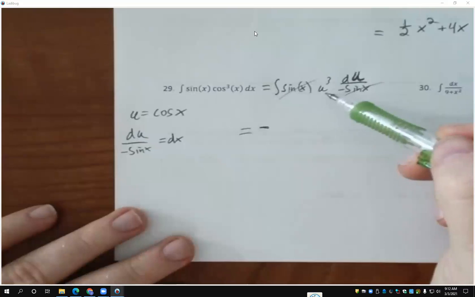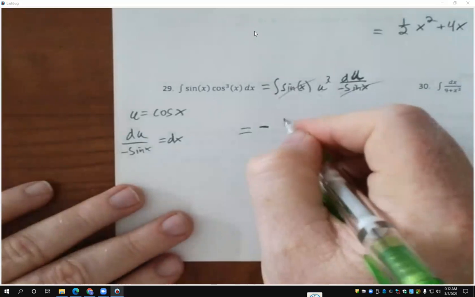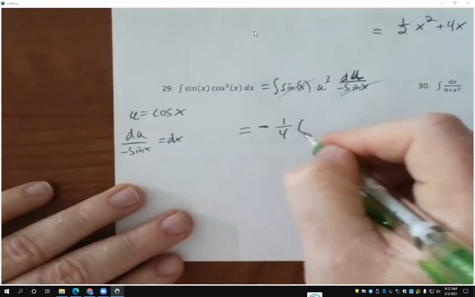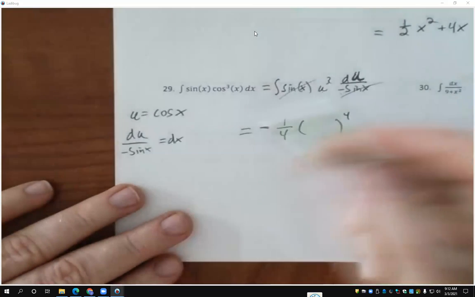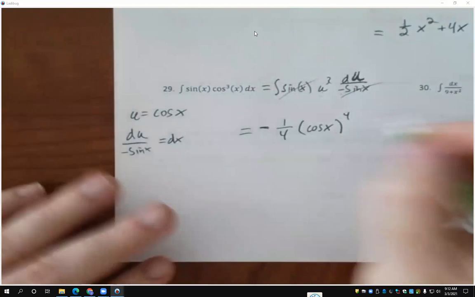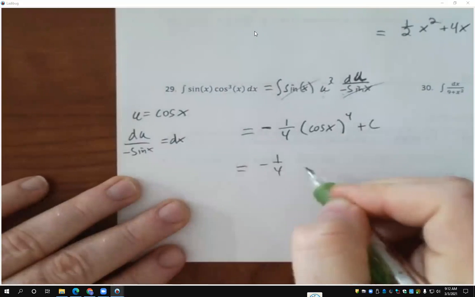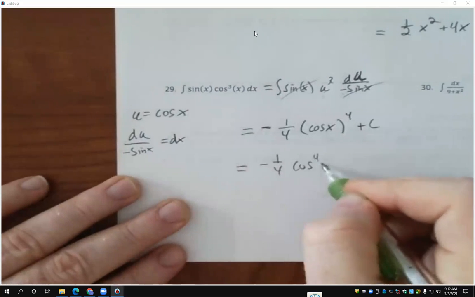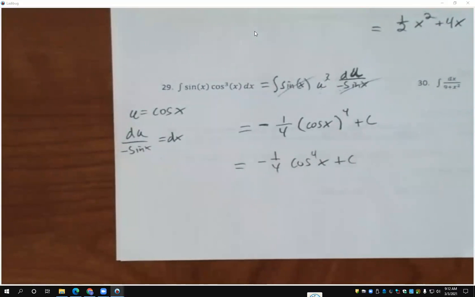And then the antiderivative of u cubed is add 1 to the exponent, divide by the new exponent. So it's 1/4 u to the 4th, and u is cosine x. And don't forget the plus c. And you could rewrite that as negative 1/4 cosine to the 4th x plus c. Either answer is acceptable if it's free response. Obviously, if it's multiple choice, you don't have to rewrite it. You just have to recognize your answer. Okay.